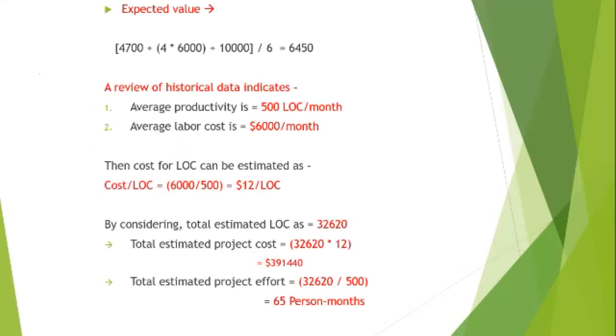A review of historical data indicates average productivity is 500 LOC per month. Average labor cost is $6,000 per month. Then the cost per LOC can be estimated as 6,000 divided by 500, that is $12 per LOC.